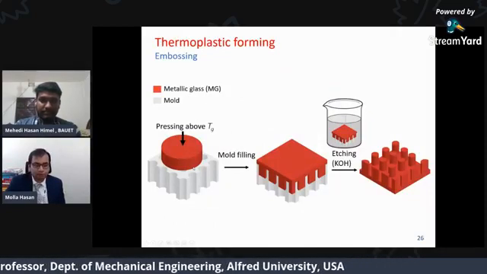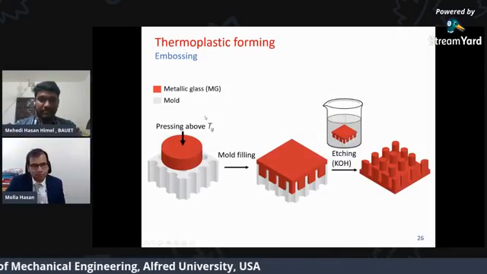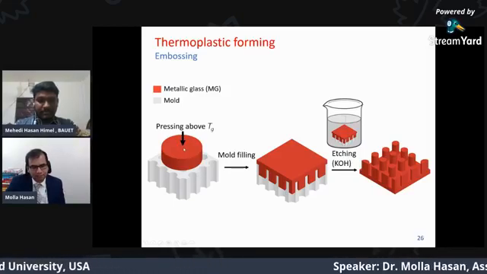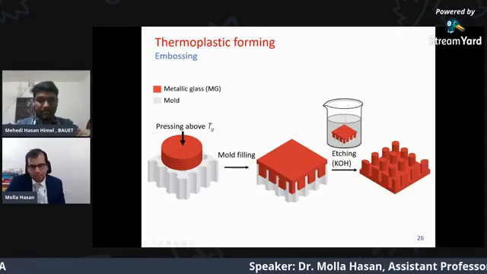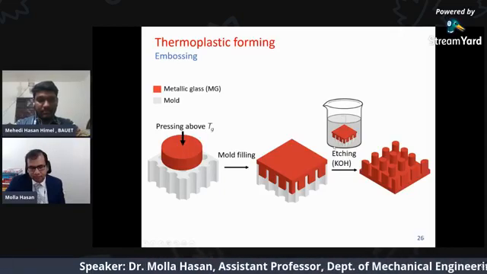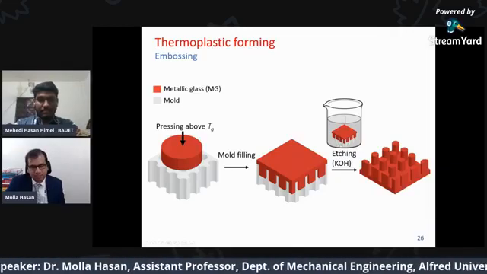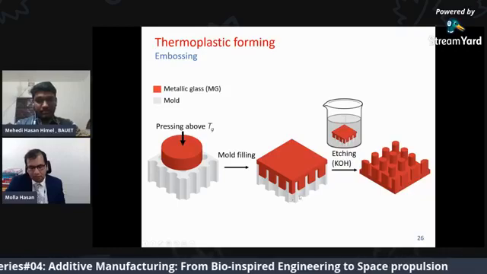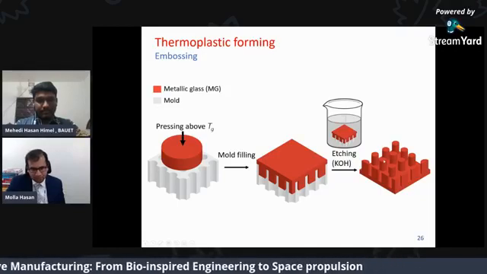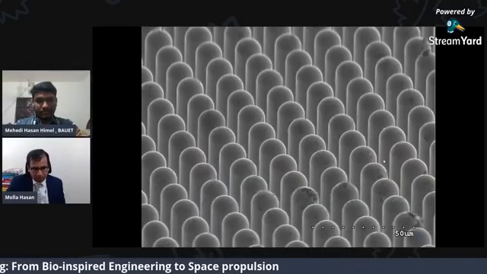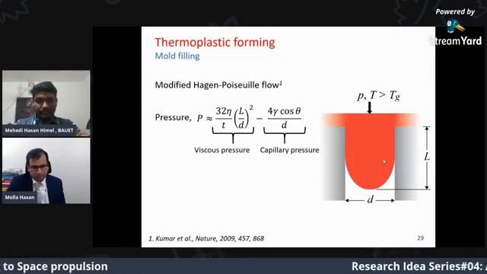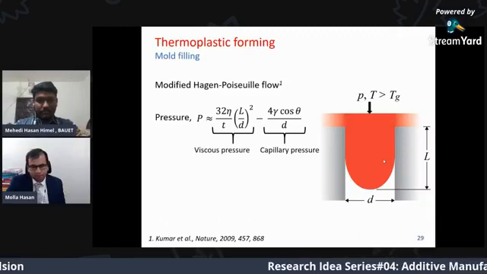Basically, to pattern on metallic glass, we use a mold, and we heat the metallic glass over the glass transition temperature. We press, and after that we throw the entire assembly into KOH. KOH is an etchant. It eats away the silicon mold and frees the metallic glass. So this is the patterned surface. And I'm not going to go into details about these things.